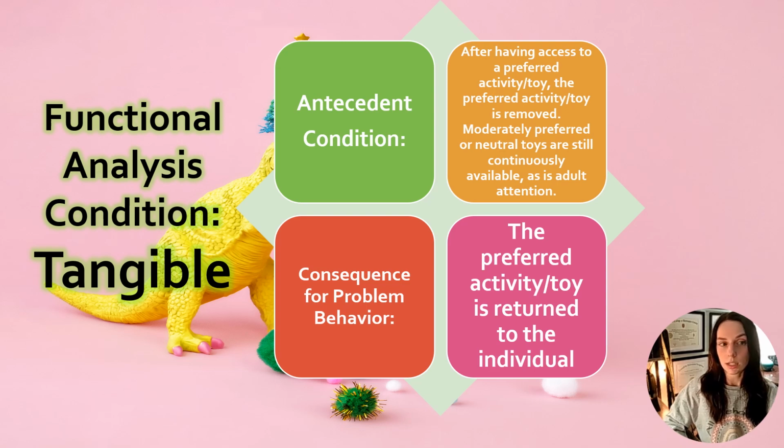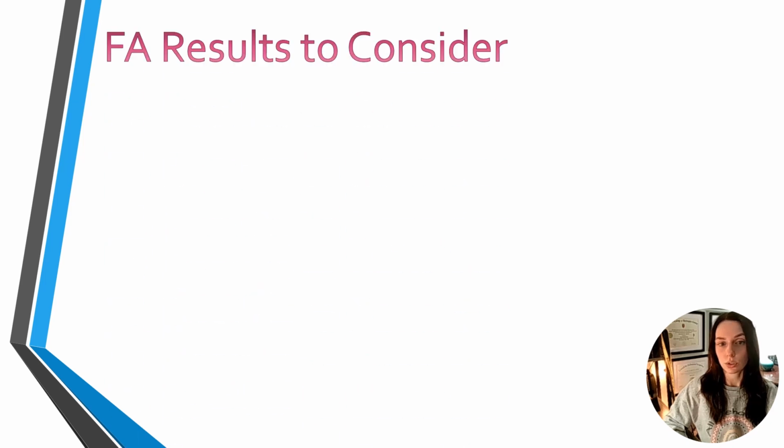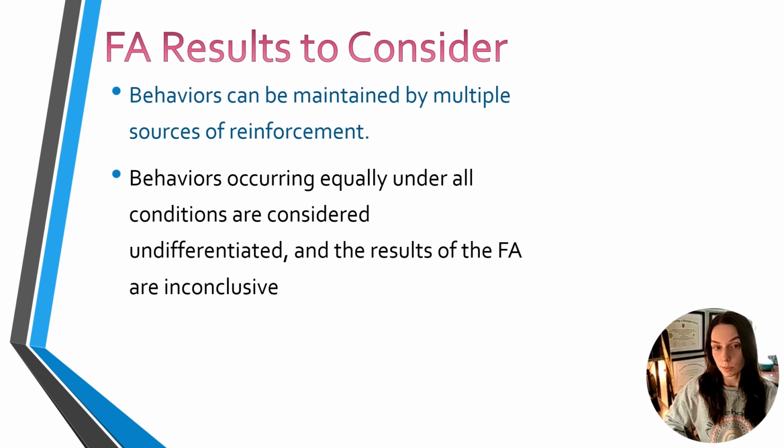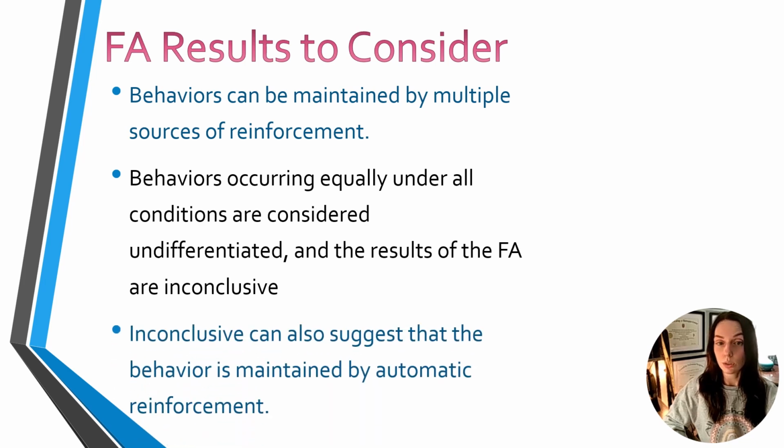So once the data is collected and you've graphed it and you've done your visual analysis, there are also some things to consider. Behaviors can be maintained by multiple sources of reinforcement. Behaviors occurring equally under all conditions are considered undifferentiated, and the results of the FA are inconclusive. And inconclusive can also suggest that the behavior is maintained by automatic reinforcement.